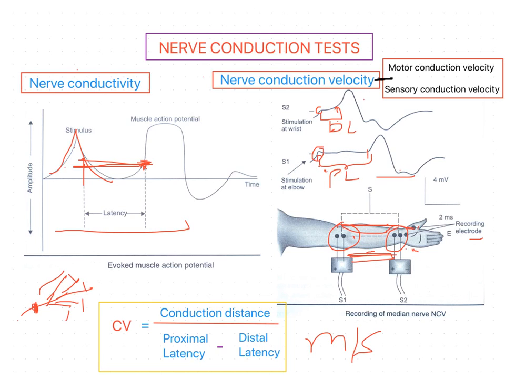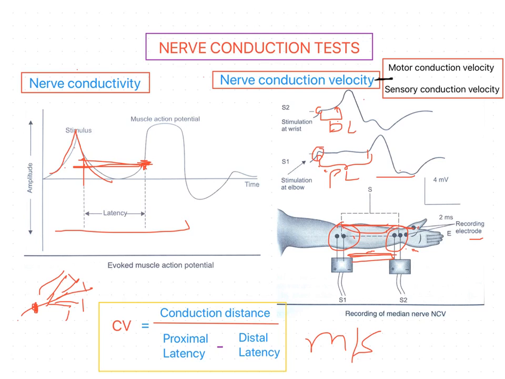This conduction velocity is always measured in meters per second. The value for the motor NCV in the upper limb varies from 45 to 70 meters per second, with an average value of 60 meters per second. For the lower extremity, the average value of NCV is about 50 meters per second. NCV means nerve conduction velocity. Conduction velocities of the two sides can be compared and checked against published values.